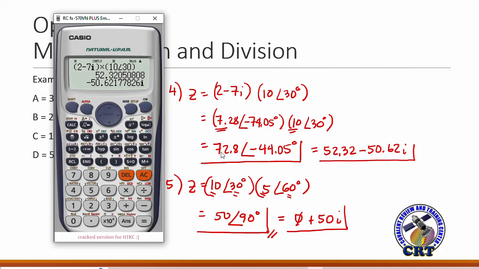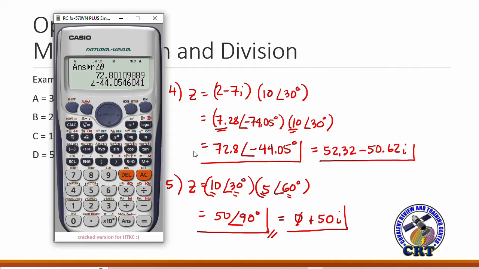If you want to get the polar form, you have to press shift 2 and 3, then press equal sign. So the answer in polar form rather is 72.8, angle of negative 44.05. The same answer as with our conventional calculation. That is for number 4.